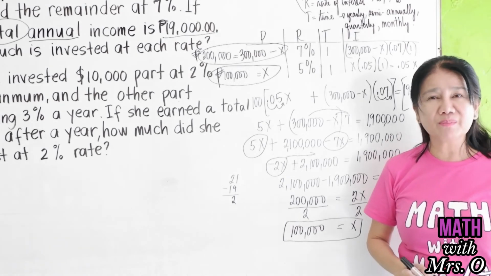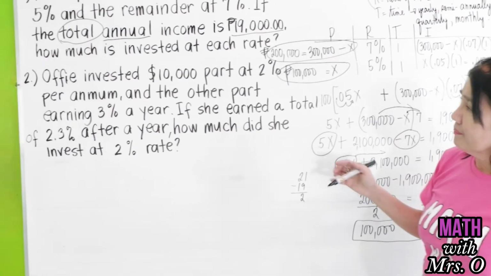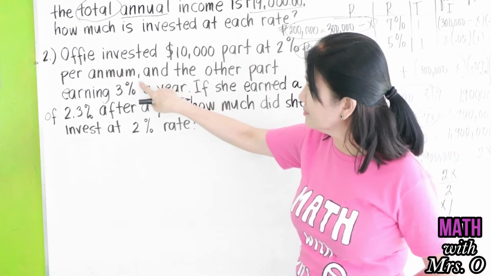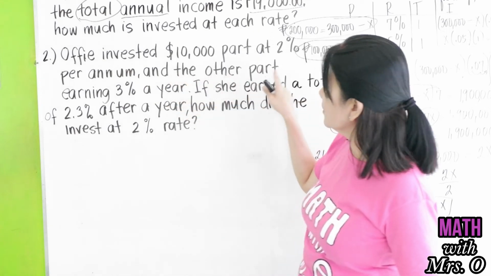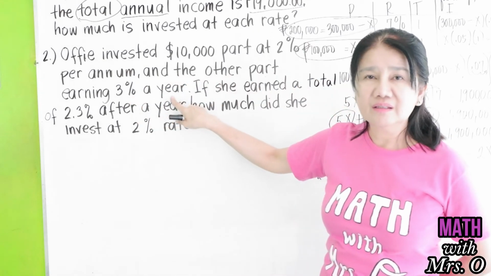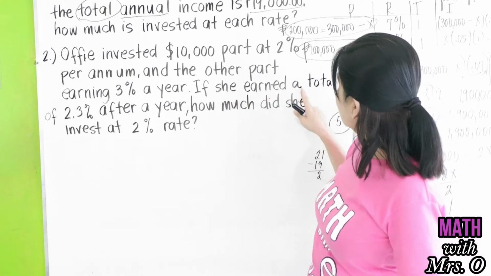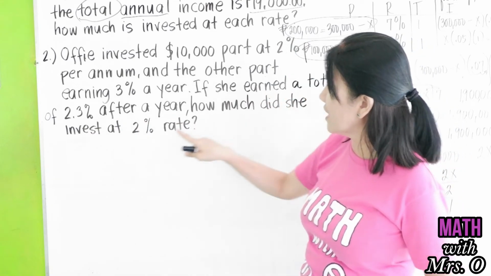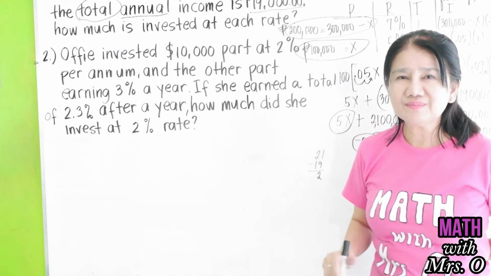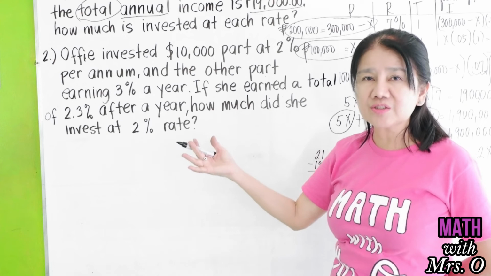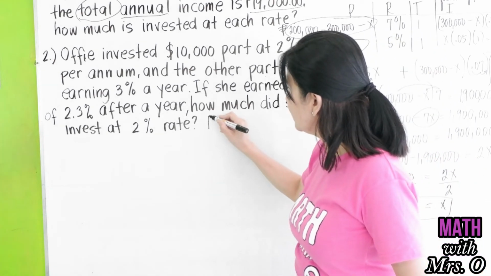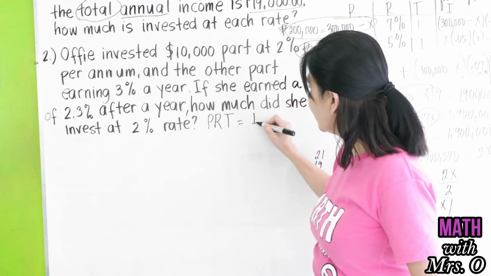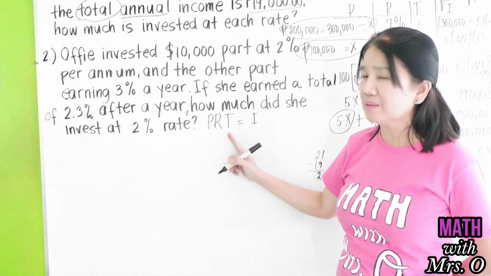Now let's proceed with problem number 2. Offie invested $10,000, part at 2% per annum, and the other part earning 3% a year. If she earned a total of 2.3% after a year, how much did she invest at the 2% rate? So we do the same thing. This is a simple interest investment problem, so we use the formula P times R times T is equal to I. The income is equal to the principal times the rate times the time.